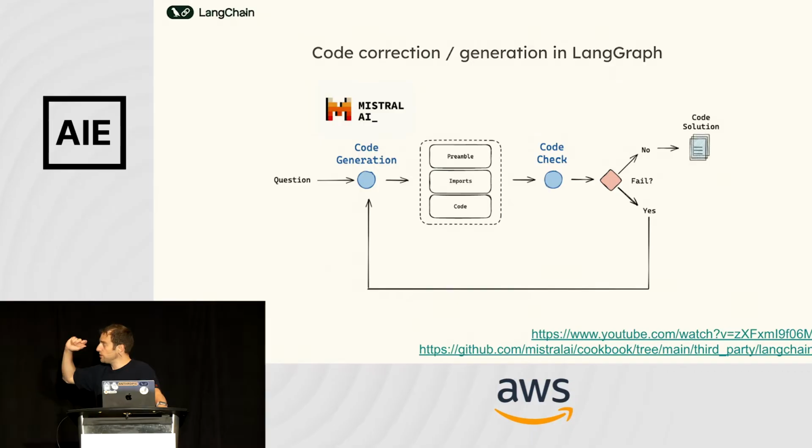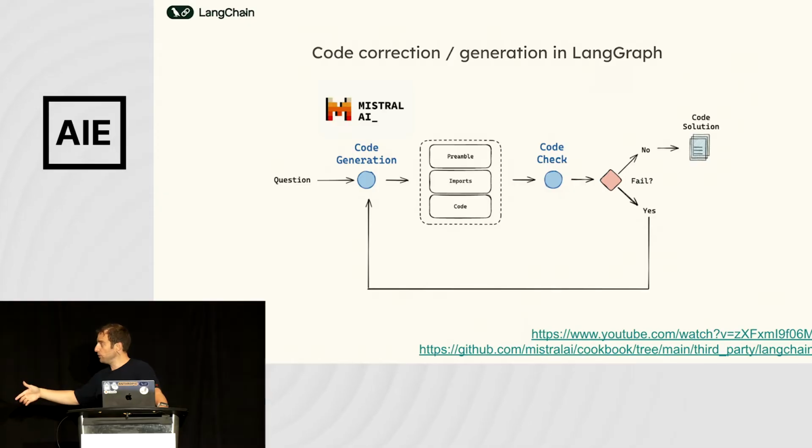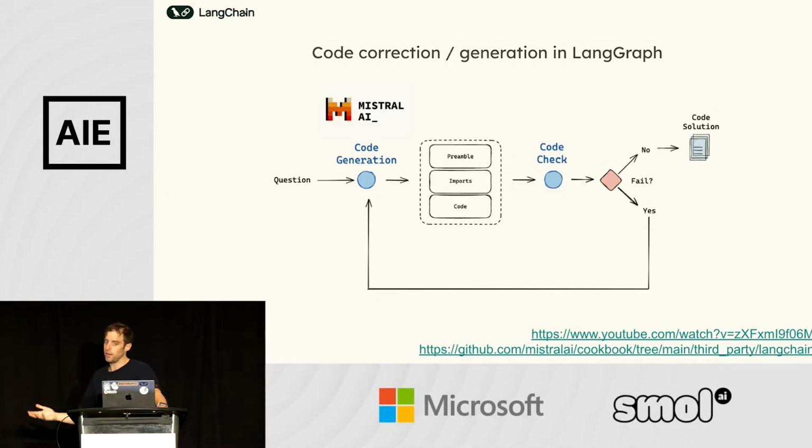Produce a code solution and check it against a number of unit tests, auto-generated or pre-existing. Basically, if it fails unit tests, feed those errors back to the LLM and try again. Really simple idea. I implemented this in LangGraph. Again, the code is here. And this works really well. So I shared a blog post as well.